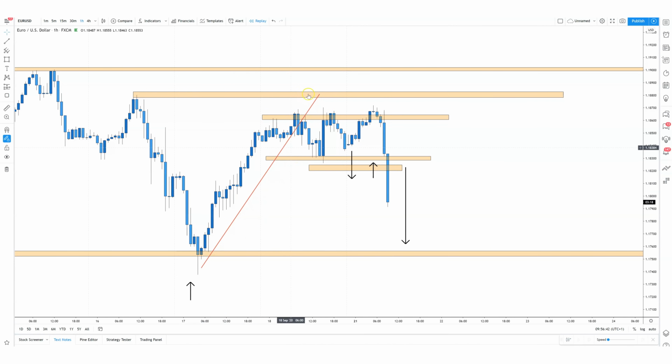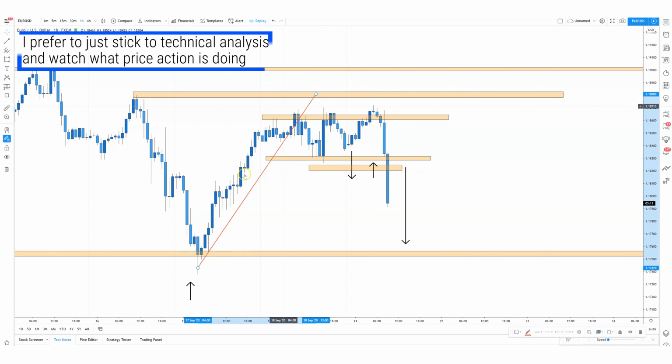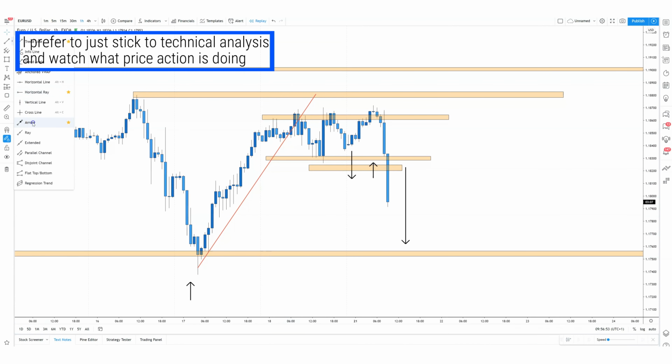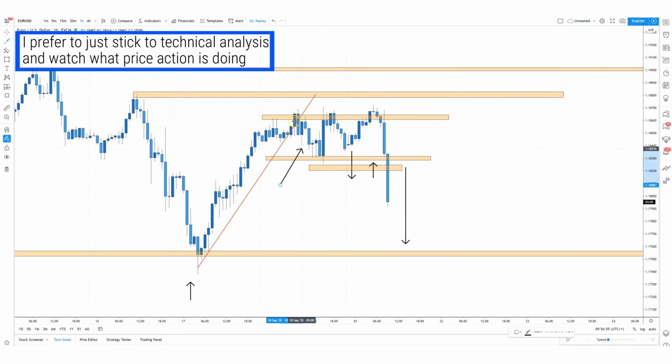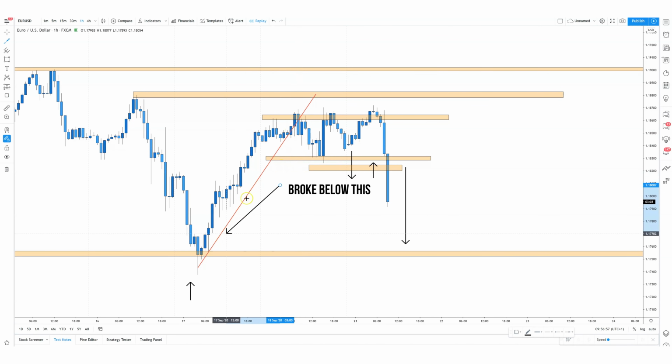Some people might use an EMA, SMA, moving average, whatever it may be. But I personally don't use it because it's lagging. I prefer to just stick to technical analysis and watch what price action is doing. And the first sign of this was this break. We finally broke below this for the first time in a very long time. This is a first sign here.